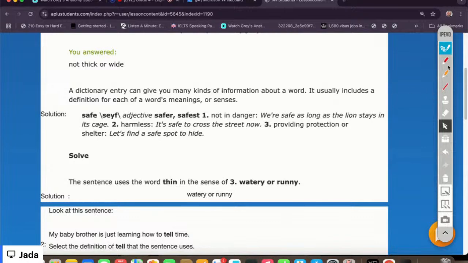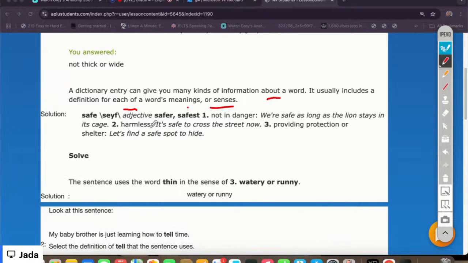Alright, a dictionary entry can give you many kinds of information about a word. So, a dictionary entry gives a lot of information about a certain word. It usually includes a definition for each of a word's meaning or sense. All right. So, for example, you know that we can have a word with different meanings, right? So, we can have one word and it could have like two or three meanings. So, the dictionary entry gives you all the definitions for the word.